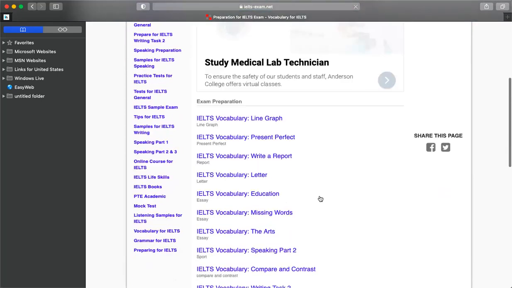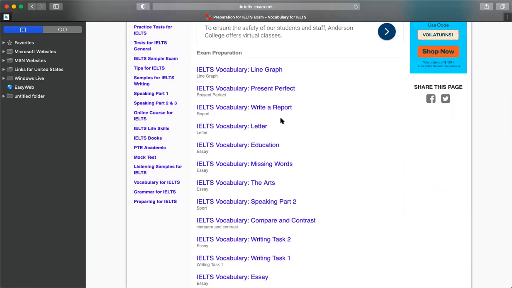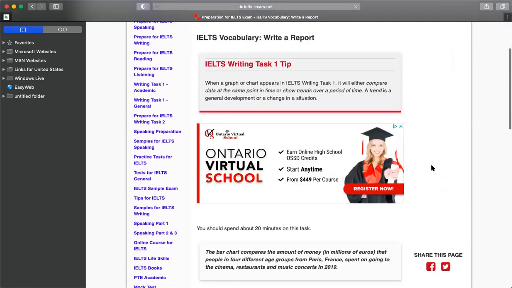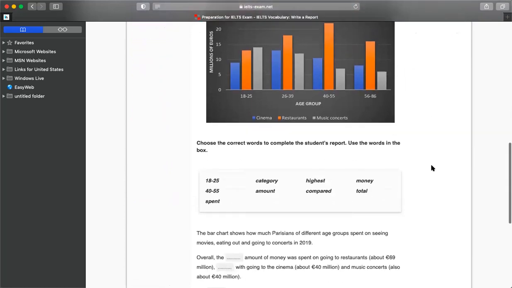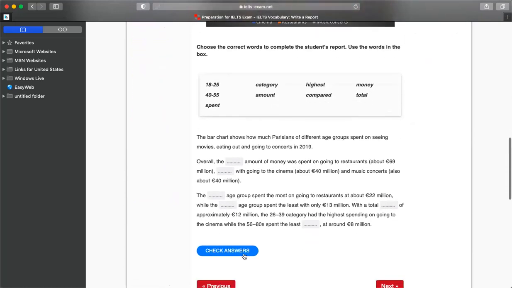I'll take you back to the next one. The next one, when you're writing a report, report writing is task 1 academic module in writing. And in your report writing, you need vocabulary then again. You need to have 150 words. Avoid being short, because the moment you're short, you get penalized. Even if you get band 9, your marks will drop. Make sure that you have enough words in your writing.